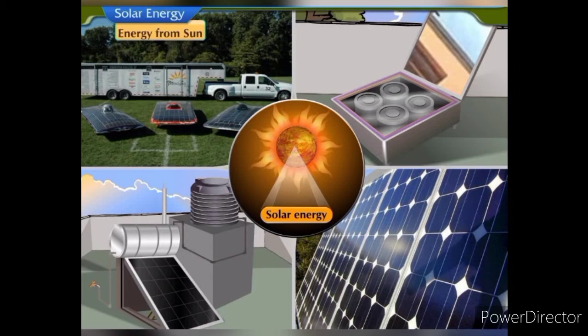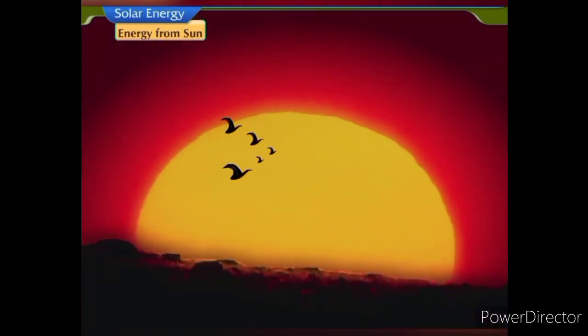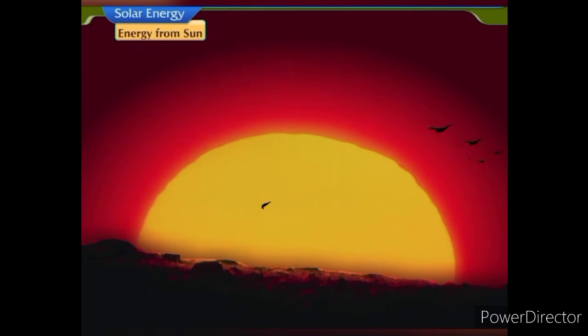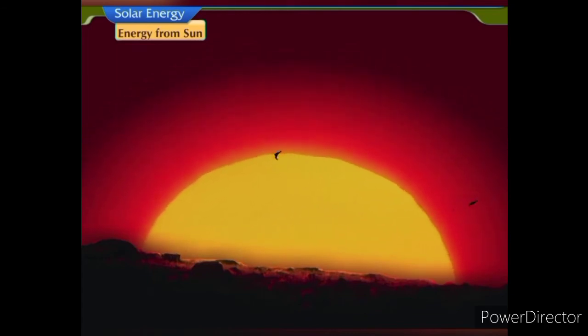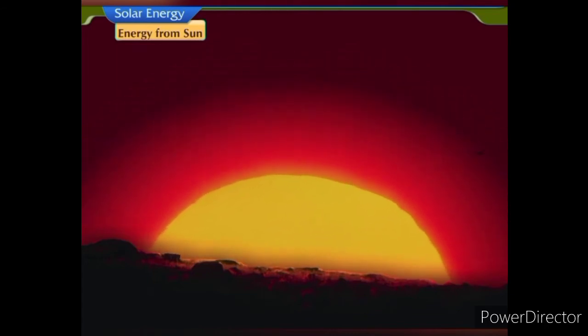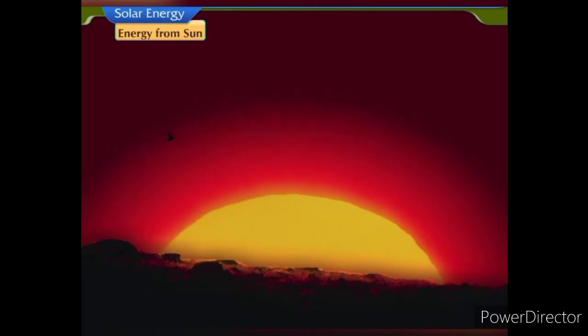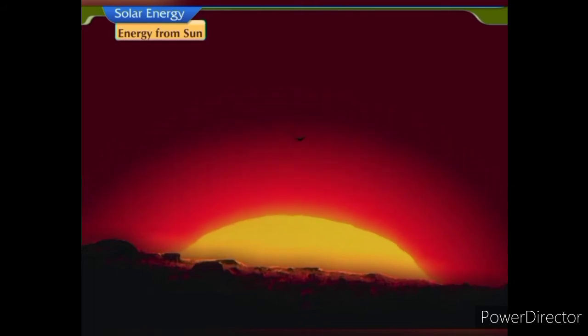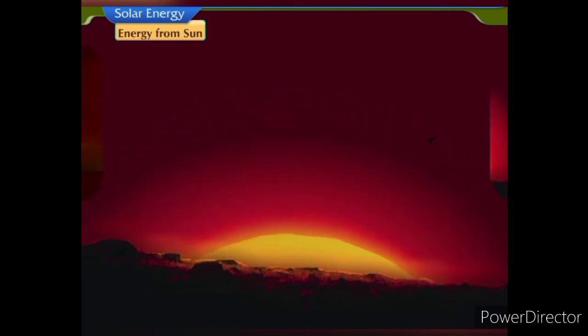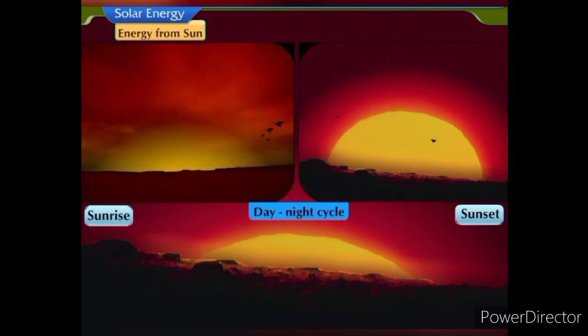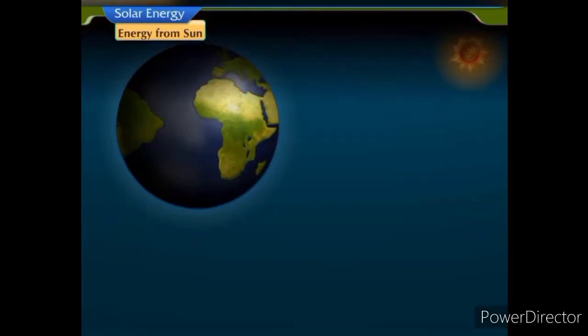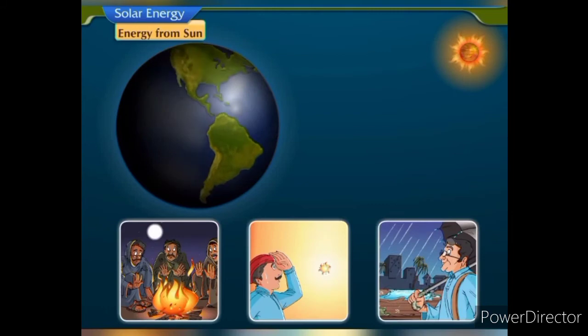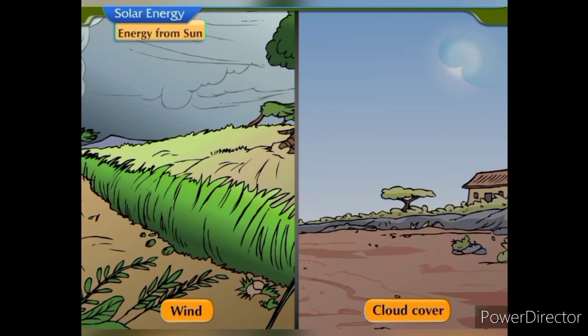The availability of solar energy varies from time to time. It is not available in sufficient amounts all the time. The variation in the availability occurs due to day-night cycle, seasonal changes due to motion of Earth around the Sun, and local weather conditions such as cloud cover, wind, etc.